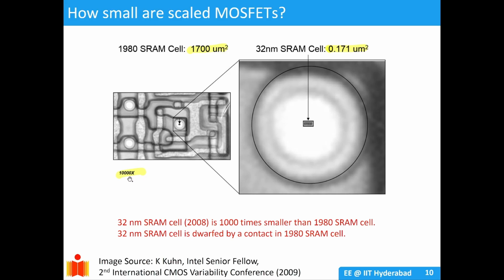So that's a change of 10,000 times. A single contact in the 1980 SRAM cell is much larger than the whole SRAM cell of 2008.